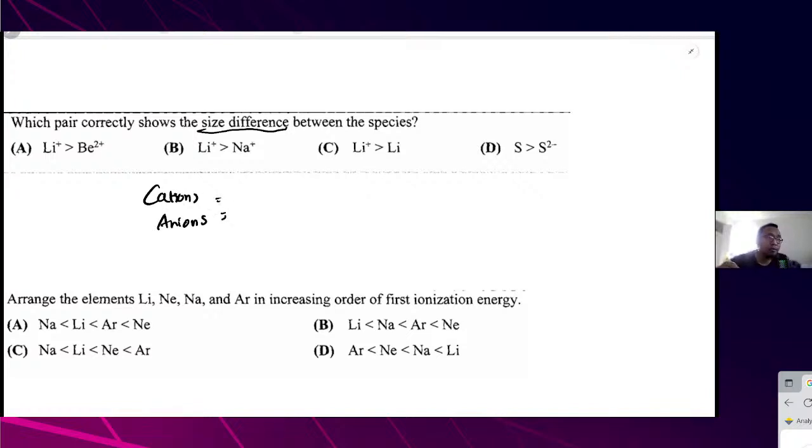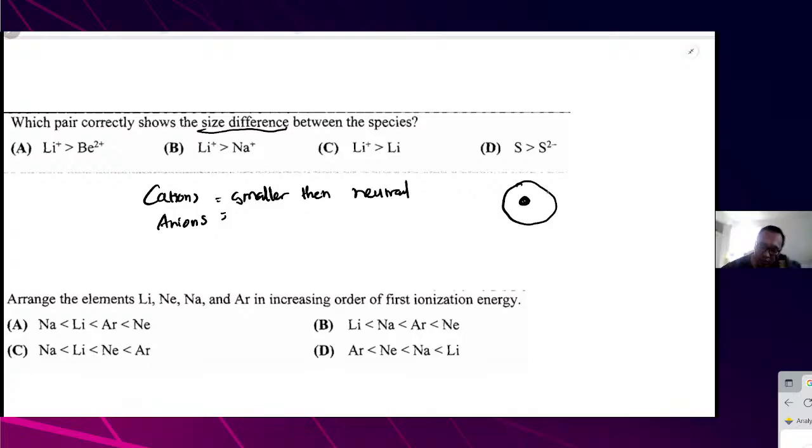The key concept over here is that cations, positive ions, should be smaller than neutral atoms. Cation smaller than neutral. Why? The cation is a positive ion, right? Remember, this is the nucleus containing protons and neutrons, and this is the orbital, the shell that contains the electrons. If it is a cation, it means it lost electrons.